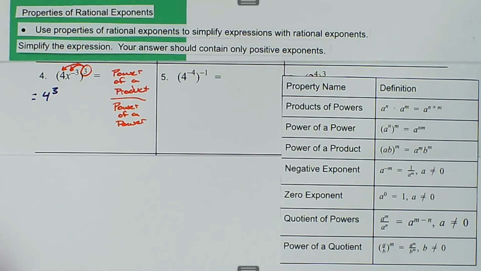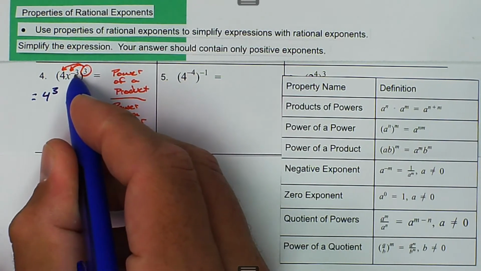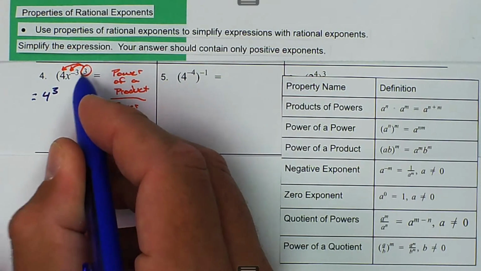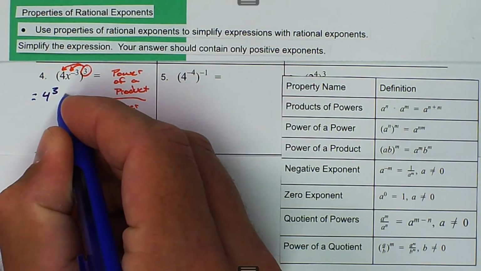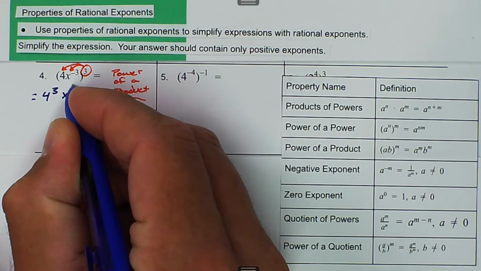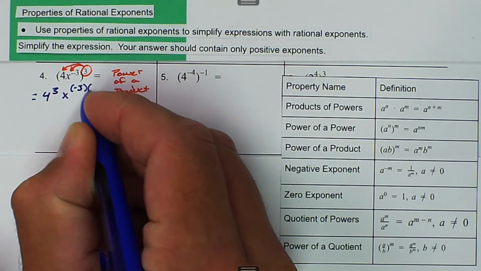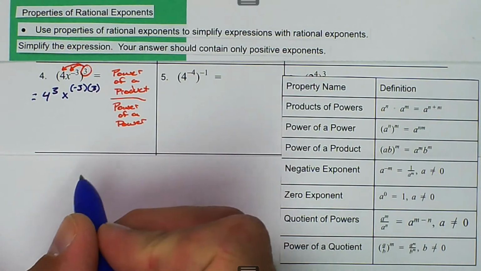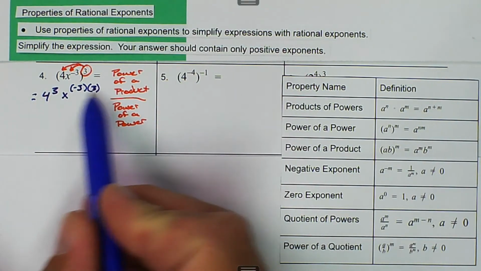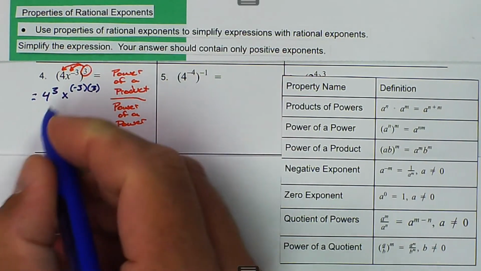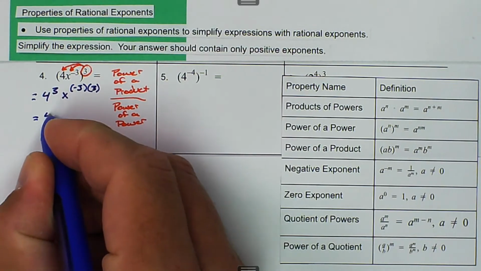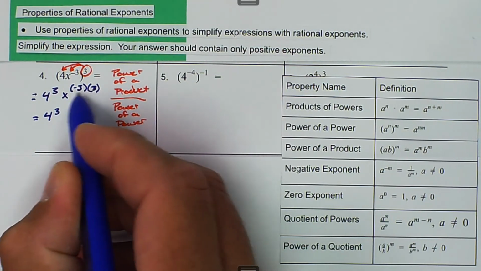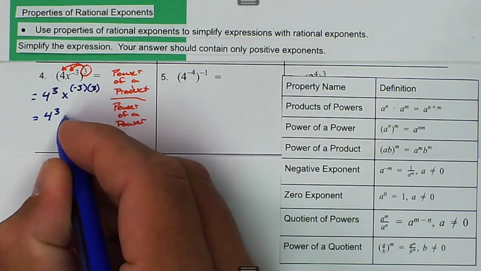So power of a power means that if there's already an exponent and we're raising it to another exponent, what we get to do is multiply those. So we get x times negative third times 3. So we can do this multiplication, and 4 to the third just stays 4 to the third. And then we do this multiplication, we get x to the negative 9th.